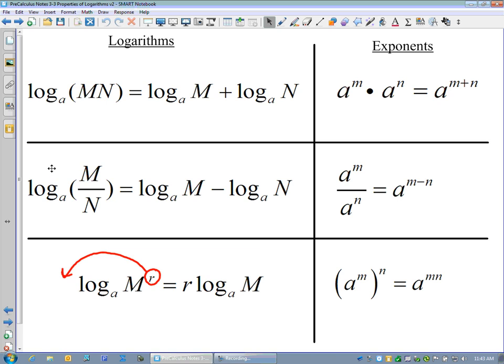All right, so let's look at a proof of a couple of these. We're going to prove the first one here, and we are going to prove the last one. The proof of the second one is laid out the same way as the proof of the first one, so we're just going to prove the first and the last.